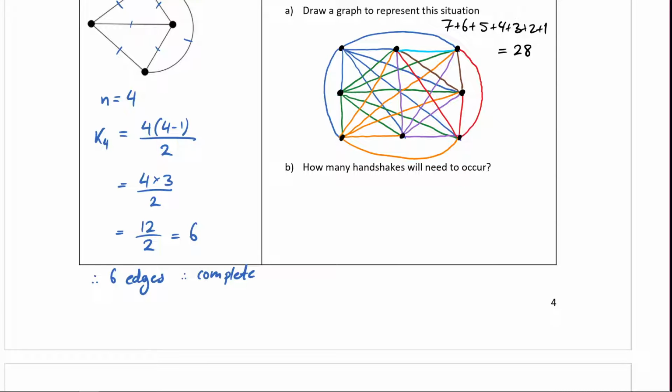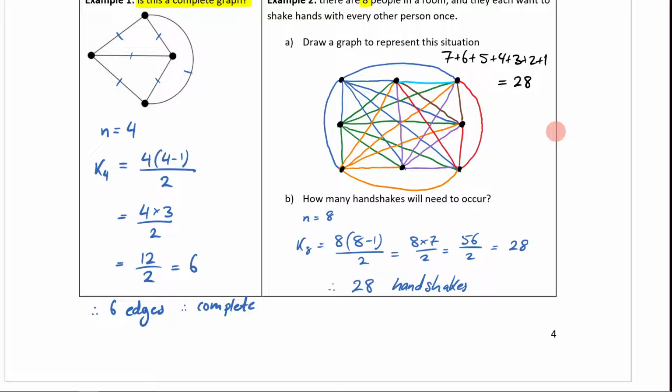Well, what we're going to do here is we'll just use our formula and we'll say, all right, well, n this time is going to be equal to 8. So I'm going to say K of 8 is going to be equal to 8 times 8 minus 1 over 2, which is the same as 8 times 7 over 2, which is the same as 56 over 2, which is equal to 28. So therefore, 28 handshakes. And do you notice how that's what we saw up here?